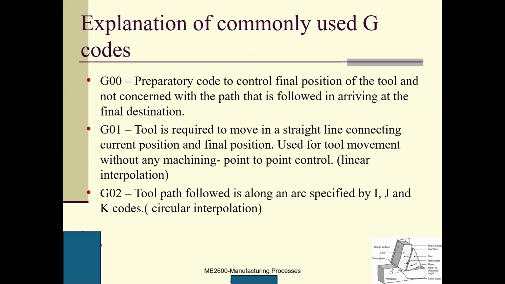And T01, the tool is required to move in a straight line, connecting the current position and the final position. You specify the final position. So it is used for tool movement without any machining and point-to-point control, linear interpolation. And I would suggest you just write down: T01 is for point-to-point control.